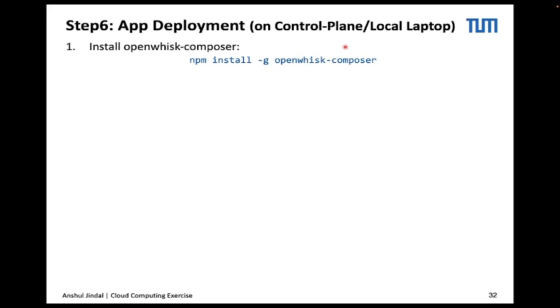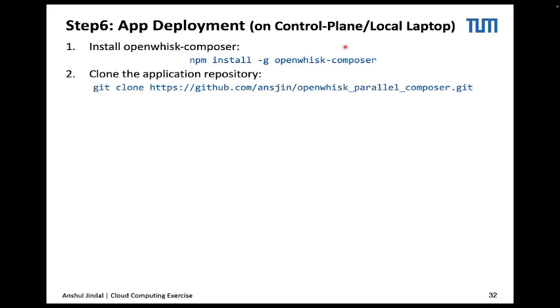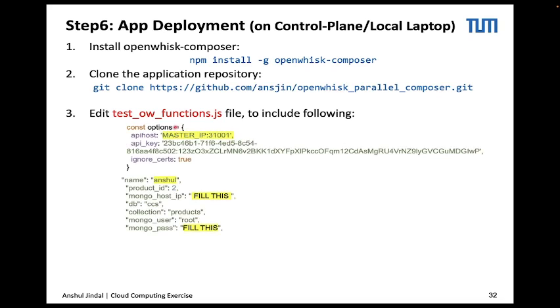And now the major part is deploying the application. For that, you first have to install the OpenWhisk composer. You can do it again on the control plane, which is the master node, or on your local laptop. Get the repository which has all the function codes, and edit this particular file for testing if your deployment is correct or not. These two values are specified on the Cloud Conf server.